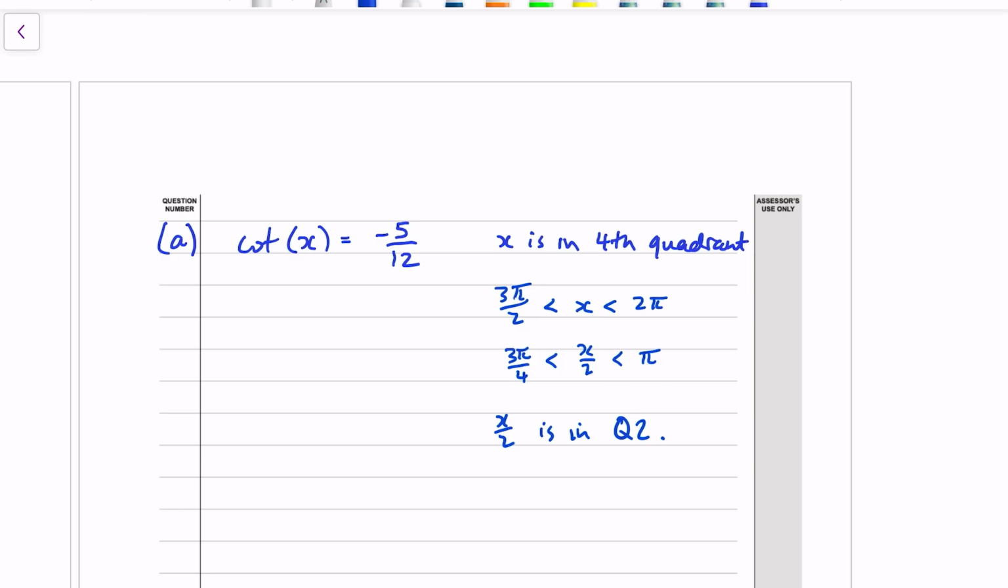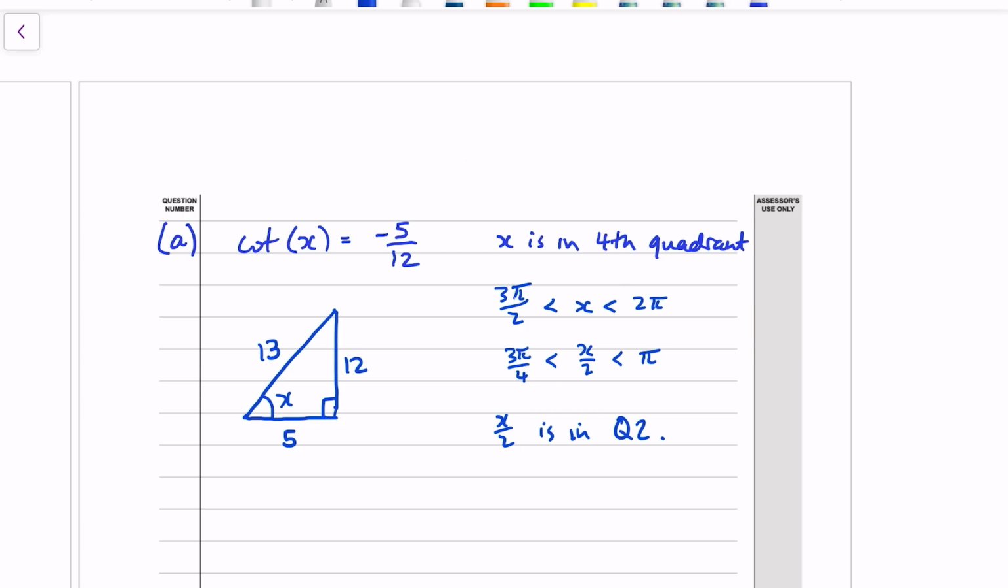Cotan of x is minus 5 over 12 gives us a triangle. I'm going to ignore the signs and all the negatives at the moment, and I'm just going to draw a triangle with that relationship. Bear in mind that cotan is the reciprocal of tan, and tan is opposite over adjacent. So actually cotan is adjacent over opposite. The adjacent side would have to be 5, and the opposite side would have to be 12, and that gives a hypotenuse of 13 because it's a Pythagorean triple. Okay, so that's quite helpful.